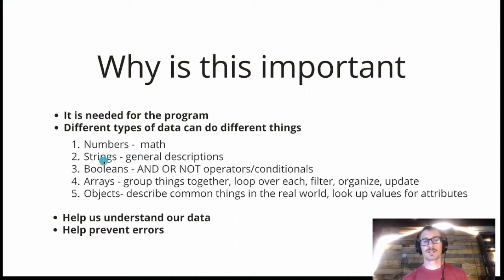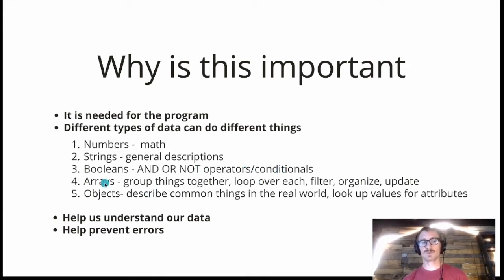Strings are good for general descriptions of stuff, and there are going to be different methods on strings, like maybe we can grab the length of how many characters are in a string. Booleans are going to be good for our logic, with and, or, not logic, and they're going to come in big when we talk about conditionals.